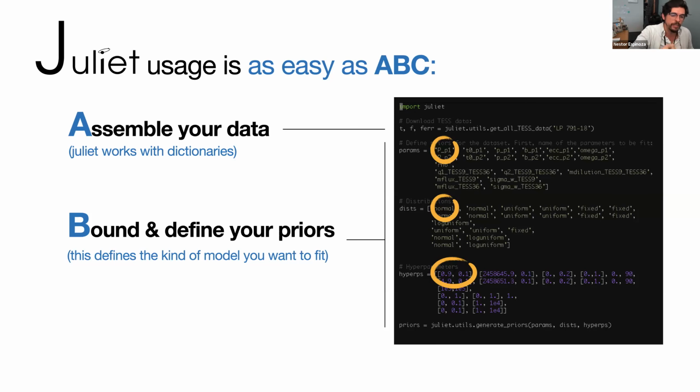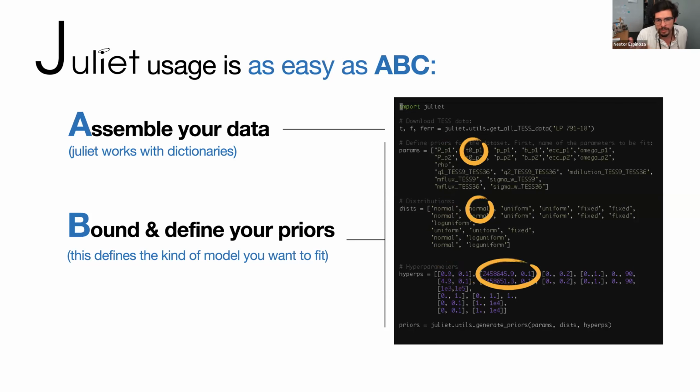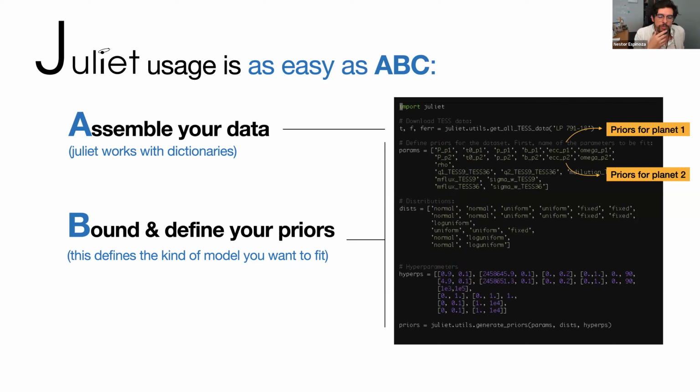So 0.9 is the mean of that normal distribution, 0.1 is the standard deviation of that distribution. And then I do the same for the other parameters. So for instance, here, I do the same for the time of transit center of planet 1, and so on. Again, as I was mentioning before, there are priors for planet 1 and planet 2, which are defined by this underscore P1, P2. And a neat thing you can do is choose different parametrizations. All of this is in the Juliet documentation.